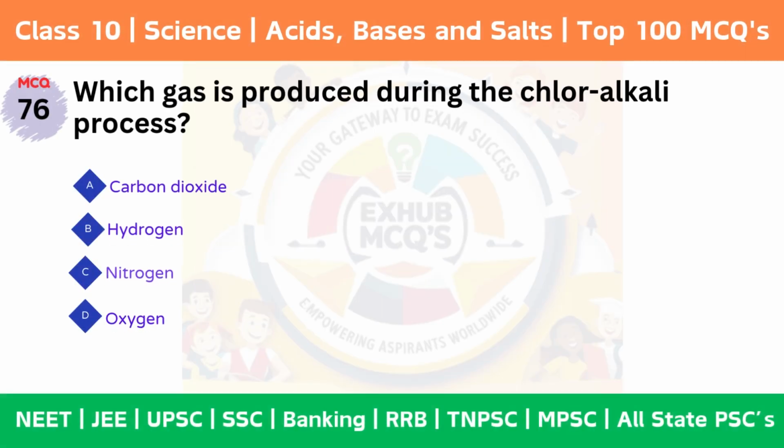MCQ 76. Which gas is produced during the chlor-alkali process? Option A, carbon dioxide. Option B, hydrogen. Option C, nitrogen. Option D, oxygen.